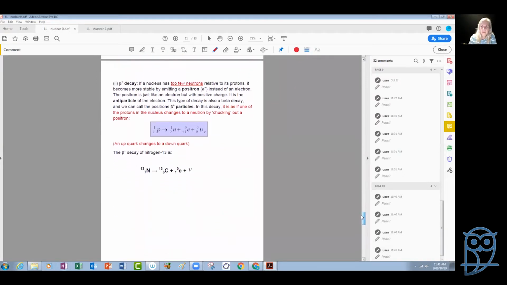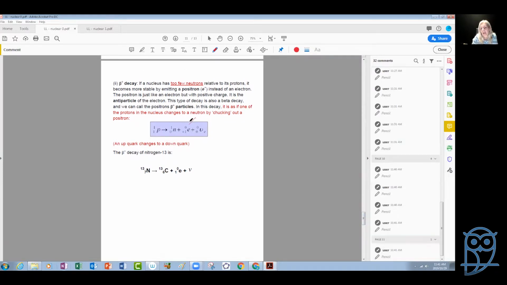Let's see. Here is the beta plus, which is, as we said, the production of a positron. A positron is like a positive electron. It's an electron in all respects, except that it has a positive charge, the antiparticle of the electron. And by the way, if an electron collides with a positron, the two will annihilate one another. Anyway, so beta plus decay now, let's do it systematically and properly. If a nucleus has too few neutrons relative to its protons, it becomes more stable by emitting a positron instead of an electron.